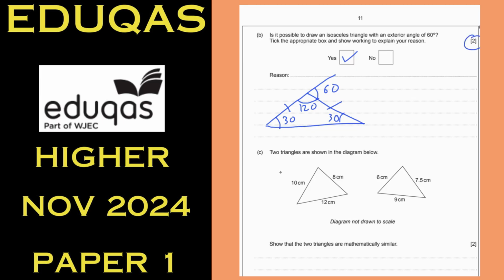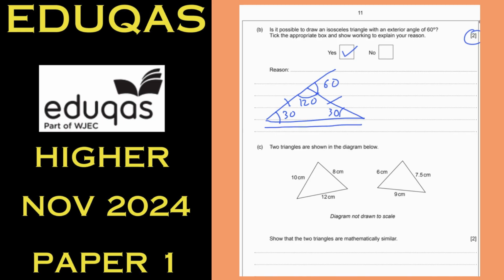The mark scheme needs you to have some description or visual depiction of the fact you know that the base angles would need to be 30. That's what gets you the second mark.